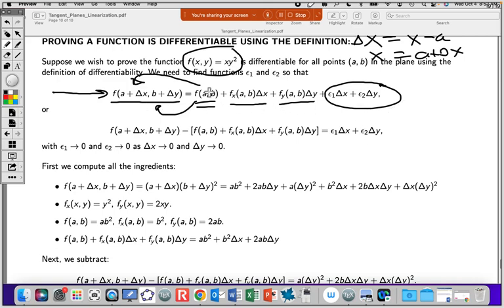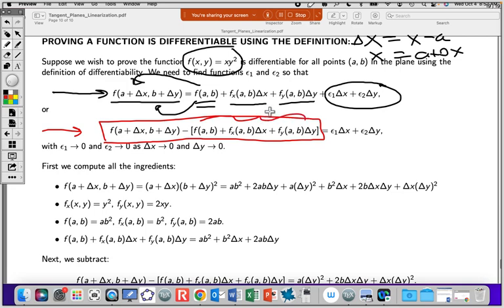So what I find is helpful to do is to evaluate, right, take the function itself and subtract off this part. Remember this part, that's your tangent plane equation, more or less. So you're taking the z value at the surface, right? So f of a plus delta x, b plus delta y.